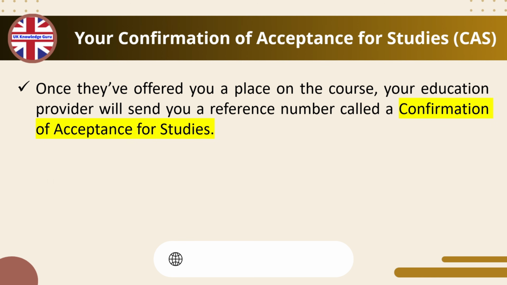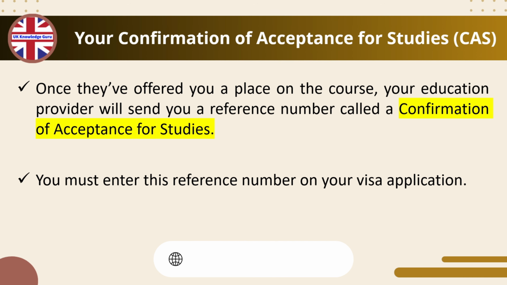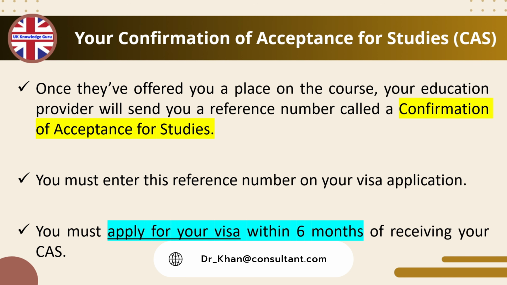Now let's discuss CAS. What do we mean by it? Once they have offered you a place on the course, your education provider will send you a reference number, which is the CAS. You must enter this reference on your visa application, which I just showed you. If you do not enter that number, the visa application won't proceed further. You must apply for your visa within 6 months of receiving your CAS. So don't do that, like you received a CAS in January meant for the January intake and you apply for the September intake. It doesn't work that way. Within 6 months of your CAS, you need to apply for your visa.